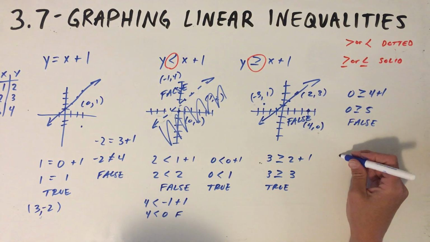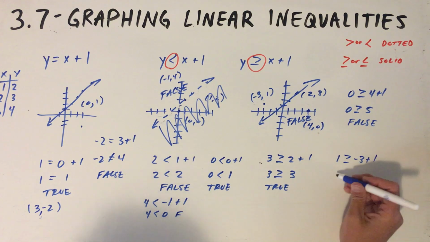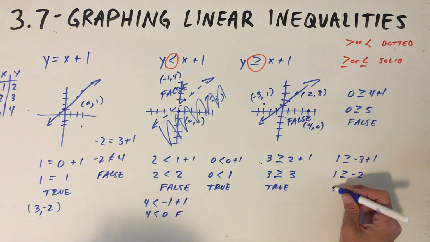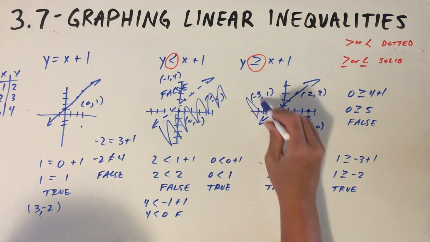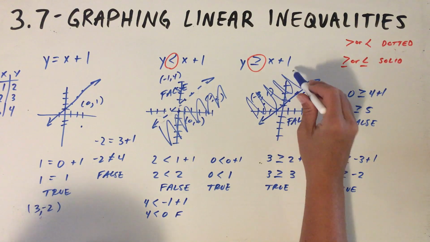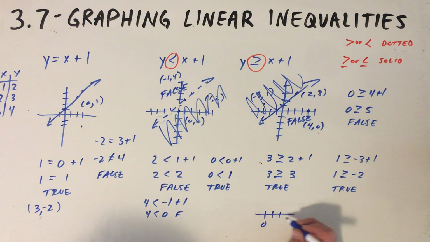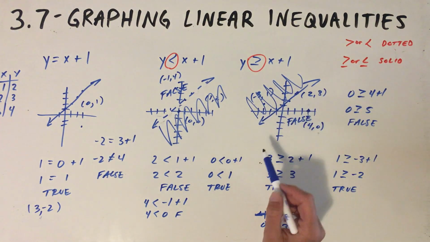Okay, so 1 is greater than or equal to negative 3 plus 1. 1 is greater than or equal to negative 2. Well, this is definitely true. So that means that all the points over here are also true. This is just like when we were talking about the points 3, and we're going to include the value of 3 and all this stuff over here. I'm going to include this line and all the points that lie on this line.